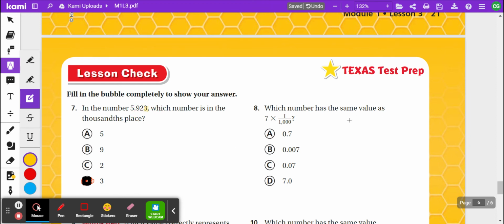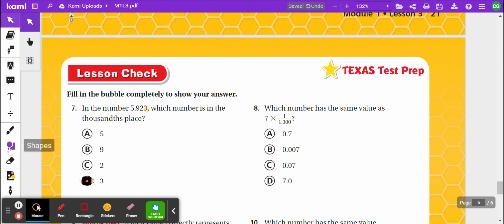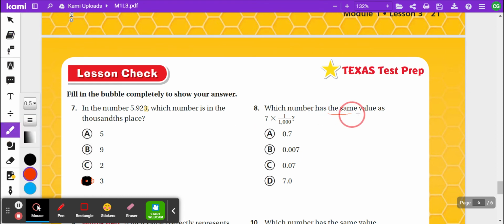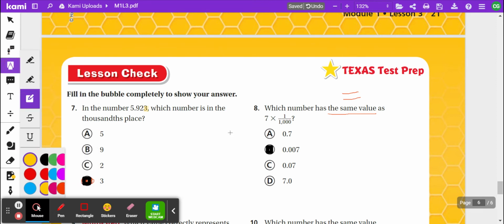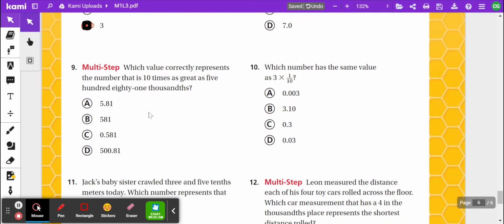Number 8, which number has the same value? Same value means that it's equal to 7 times 1,000. So it's going to be 7 thousandths. Very good. So the answer is B, 7 thousandths. Good job. All right, let's look at number 9.